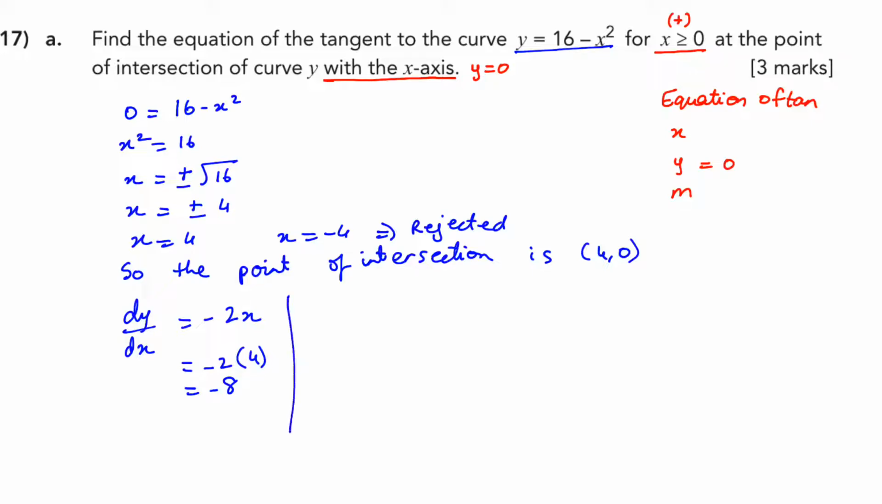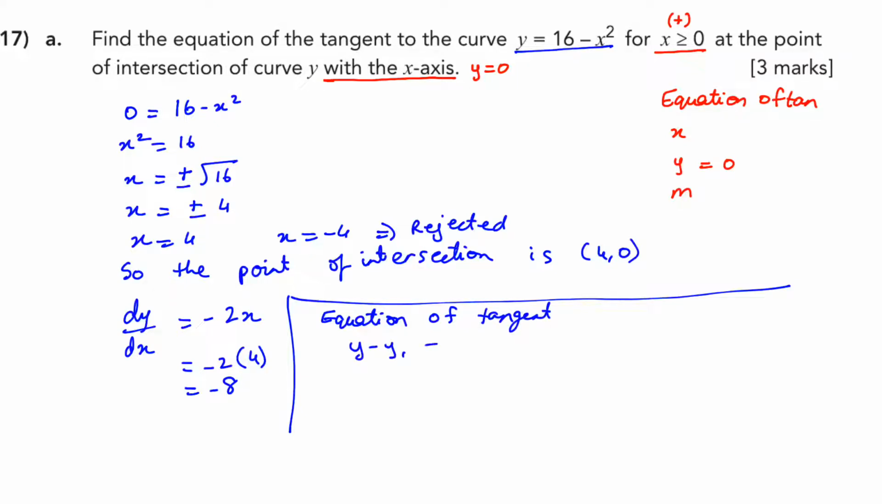After this step, we will use the formula to find the equation of tangent. I hope every one of you know that. Y minus y1 is equal to m x minus x1. What is your y? 0. What is your gradient? Negative 8. And your x is 4. We replace these values. Therefore, y is equal to negative 8x plus 32. So we are done with this question.